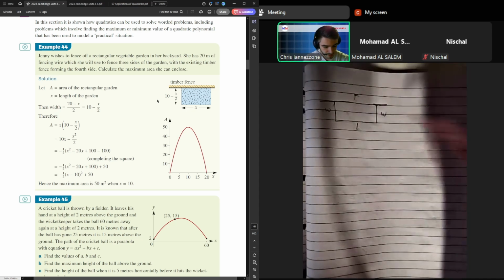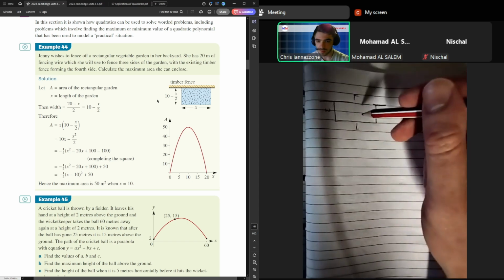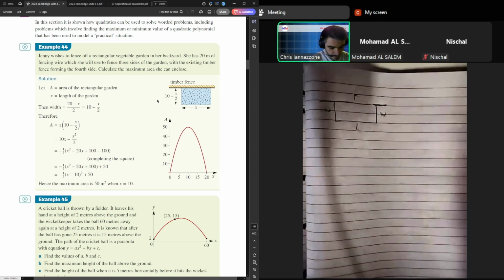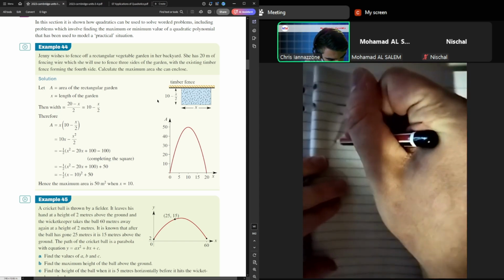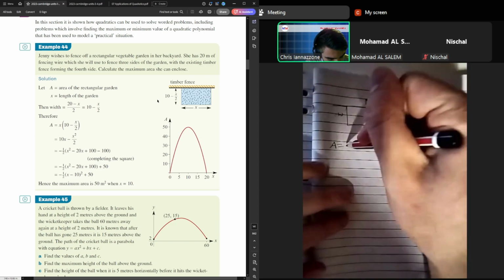From here, that gives you an equation for the area of this rectangle, of this garden. That's the thing we're interested in, right? It says calculate the maximum area. So we think about area, just any equation for area of a rectangle, it's going to be the length times the width.